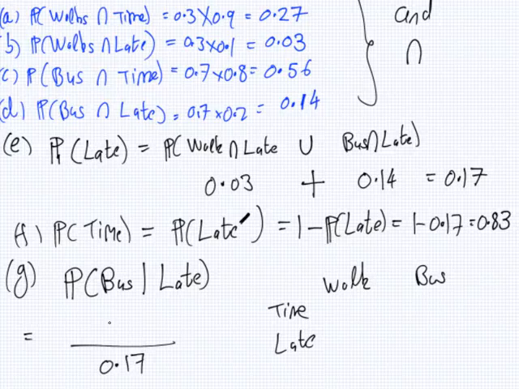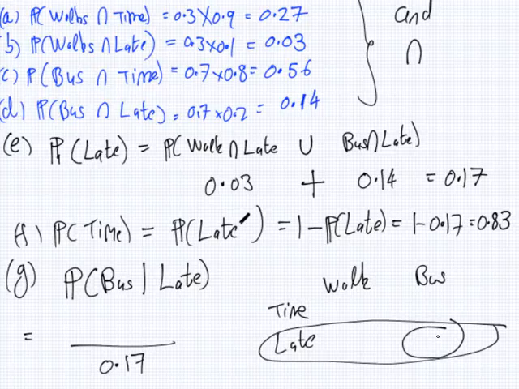What did we put on the top? The bus, 0.03. Bus and late. Yeah, so here it was looking at the total for late, and you want to know the people who take the bus, but only from those who are late. So you're only looking at this one here. So this was bus and late. What was bus and late?